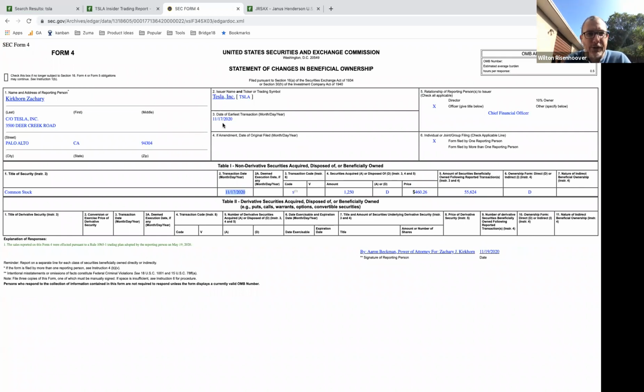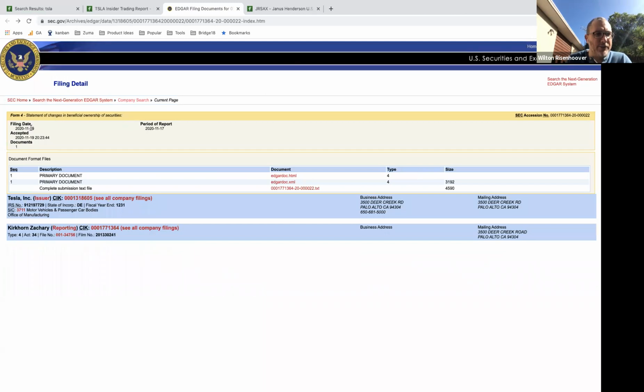If I can find the file date. So I don't have the file date here. It was a sale of 1,250 shares. They disposed of the shares at this price per share, and then they still had 55,000 shares after the fact. This is direct ownership. Indirect ownership could be like a trust. It was filed on the 19th. So that's what I was saying. This person filed this form 2 days after the trade, which is typical.